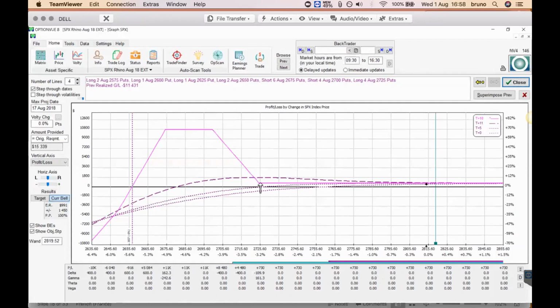Now, why am I not closing it since I'm pretty close to the upper expression line? Well, I'm still hoping if the market retraces, I may benefit from this little hump near expiration. That's the only reason why I'm keeping this trade on.